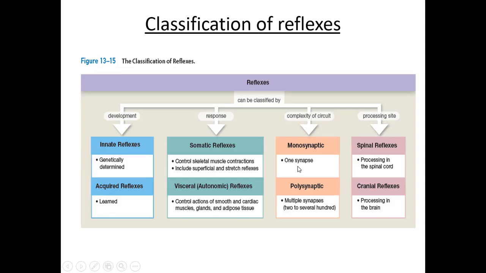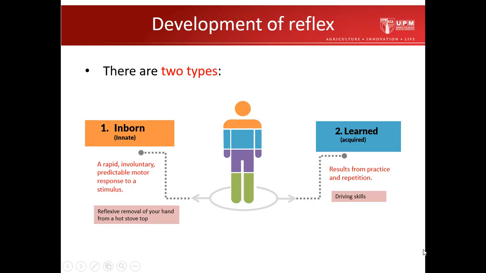So next is the classifications of reflexes. Neural reflexes can be classified according to their development, according to the nature of the resulting motor response, based on the complexity of the neural circuit involved, and also based on the site of information processing. We're going to talk about all of this a little bit further in the next slides.